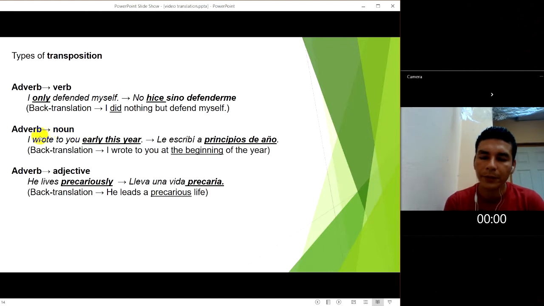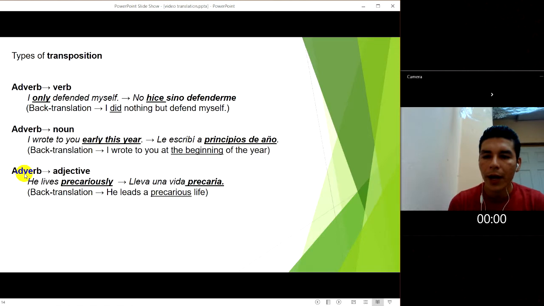Adverb now. I wrote to you early this year. Le escribí al principio del año. The back translation could be, I wrote to you at the beginning of the year. It could be a literal translation. But in transposition, we use other words with the same meaning. In this case, adverb and noun. Here we have an adverb, and here we have a noun, principio del año.